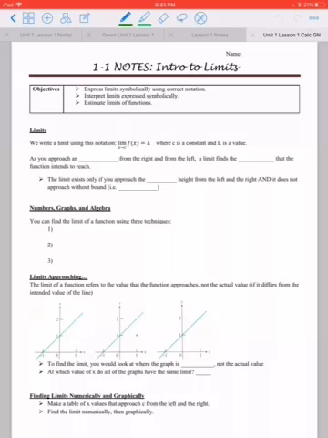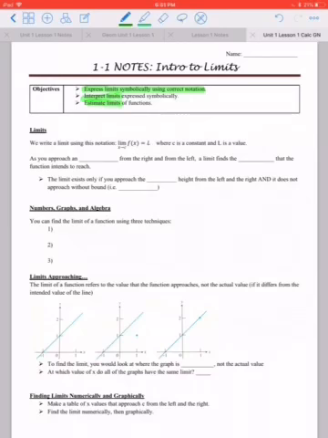Okay, so we are on Unit 1, Lesson 1 of Calculus, Intro to Limits. Your objectives after this lesson are to express limits symbolically using correct notation, interpret limits expressed symbolically, and estimate limits of functions.